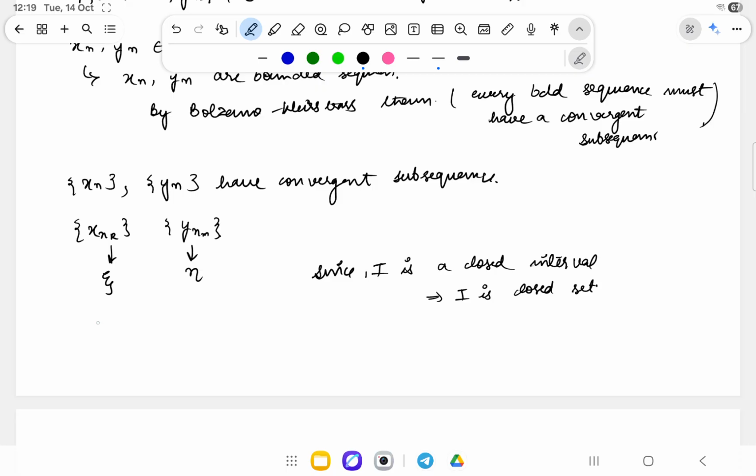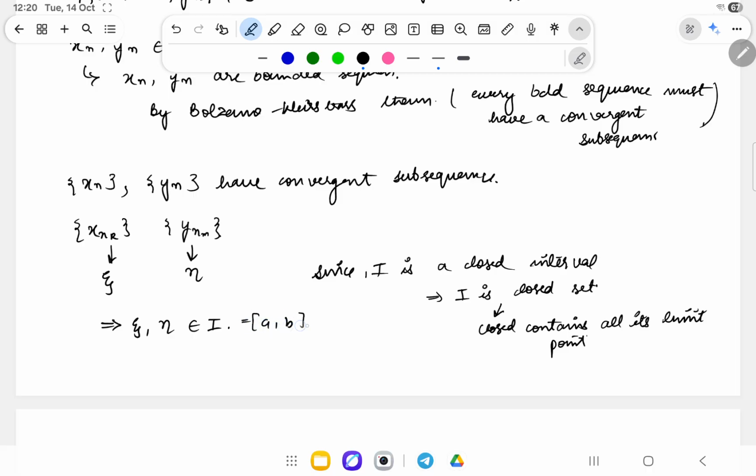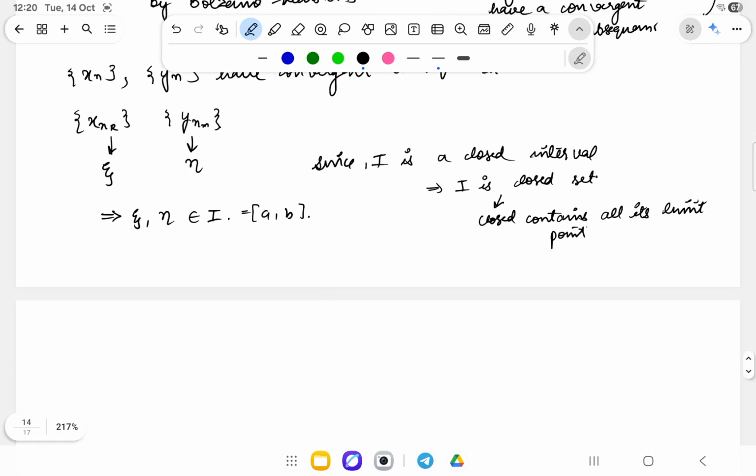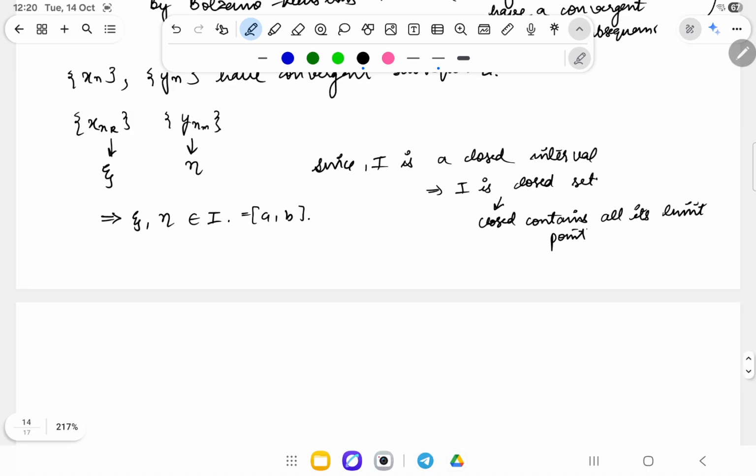So from there we got that a closed set contains all its limit points. So from here we got that xi and eta are basically inside this set I only, which is equal to [a, b]. Now, what we basically got is this, that we have two convergent subsequences. One of them is converging to xi and the other is converging to eta.